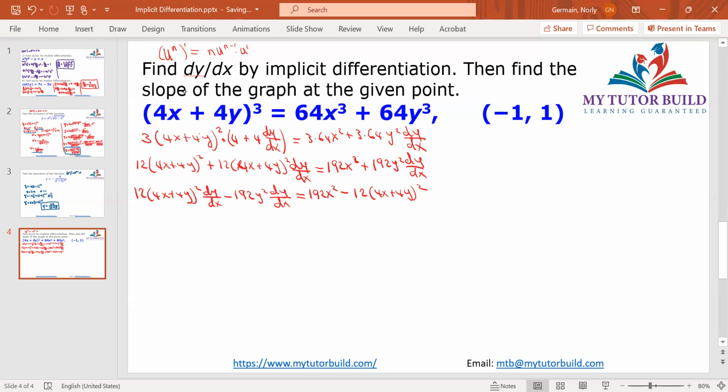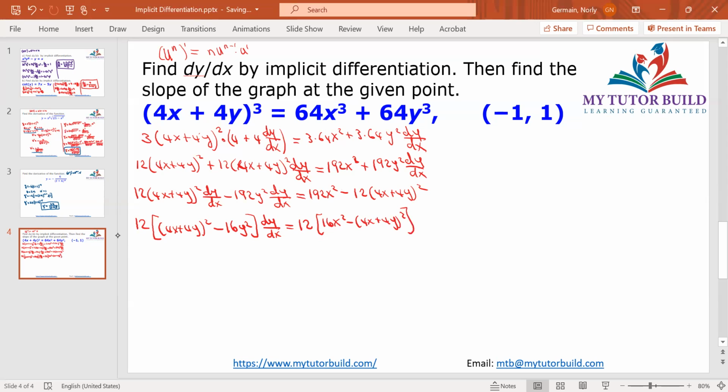Okay, what we see here, we can factor out. If you try to divide 192 and 12, do they have a common factor? Yes, 192 and 12 have a common factor because 12 times 16 gives you 192, so we can factor out 12. We factor 12, so we have (4x + 4y)^2 left on this side. If you put 12 outside, you have 16y squared left, and we write dy/dx. And on the other side, we do the same. We factor 12, so we have 16x squared minus (4x + 4y)^2.